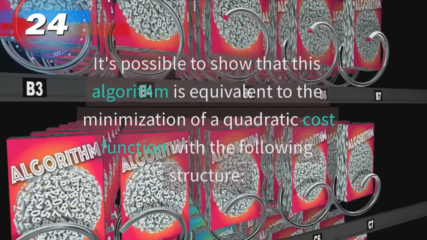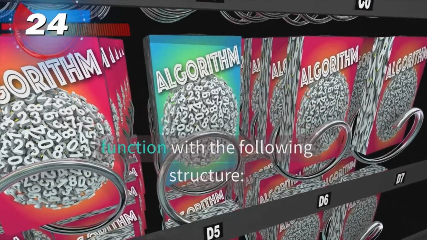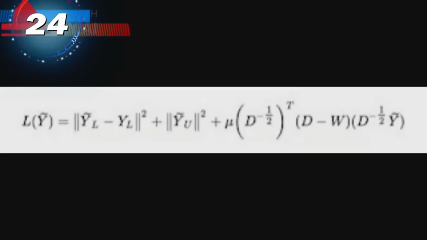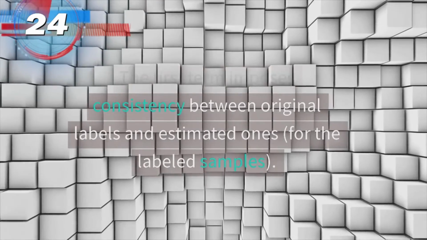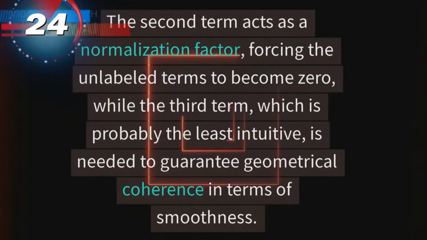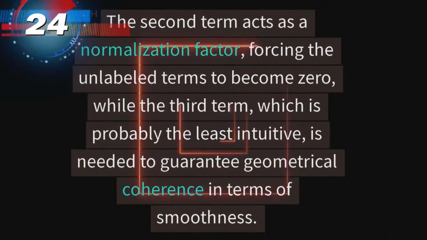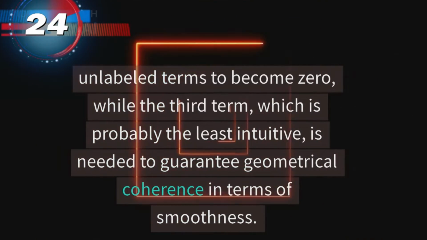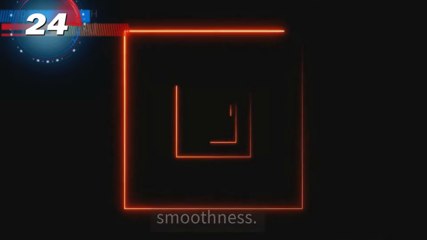It's possible to show that this algorithm is equivalent to the minimization of a quadratic cost function with the following structure. The first term imposes consistency between original labels and estimated ones, for the labeled samples. The second term acts as a normalization factor, forcing the unlabeled terms to become zero, while the third term, which is probably the least intuitive, is needed to guarantee geometrical coherence in terms of smoothness.